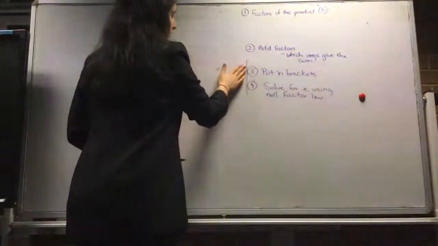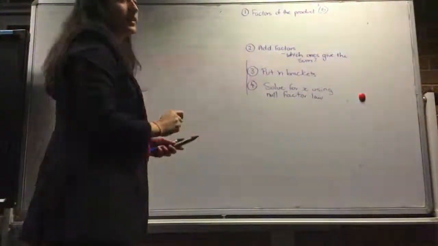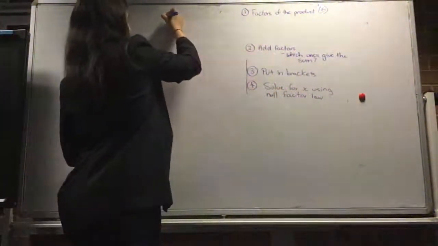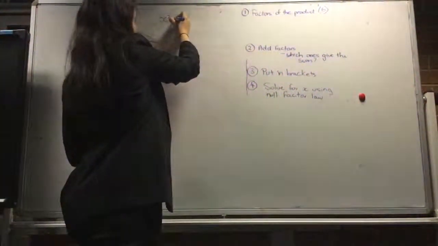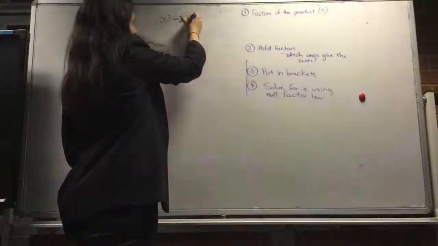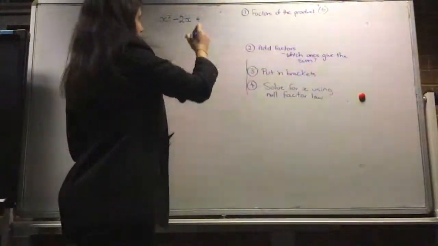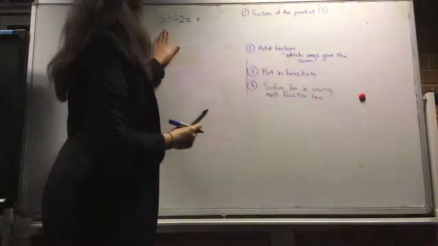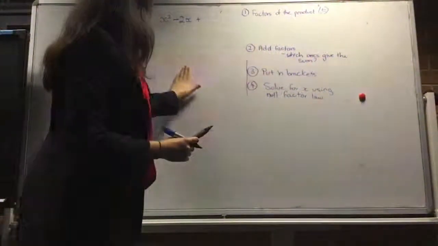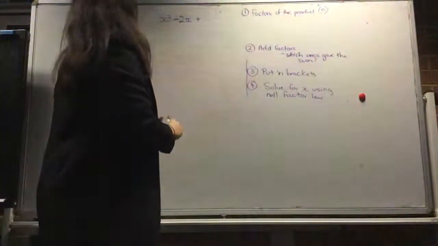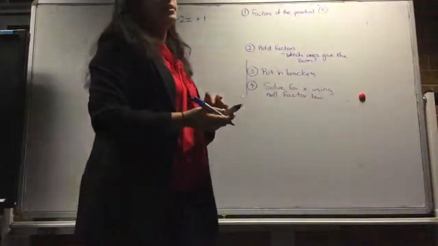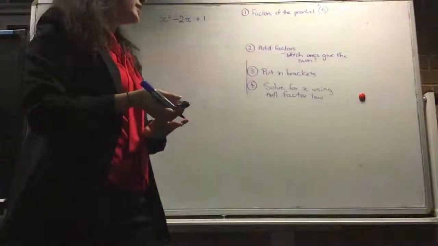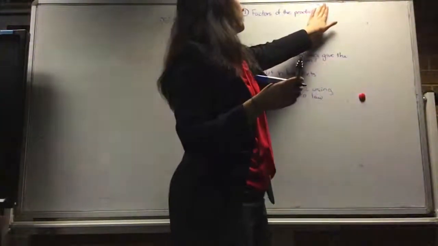I'm going to actually in this one use negatives, so that is going to change something about the factors. So in this one I'm going to go x squared, and then I'm going to go take 2x plus 1. All right, got x squared take 2x plus 1.